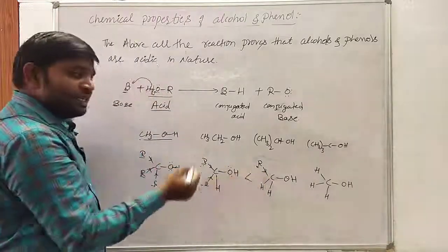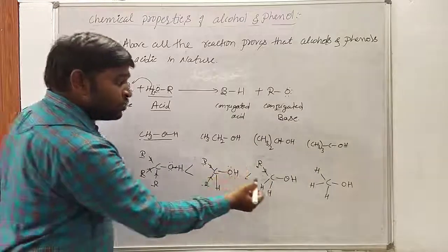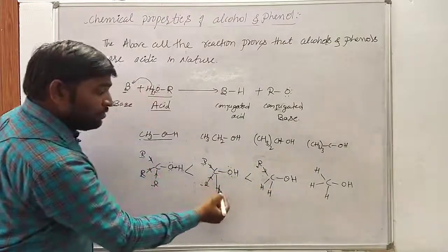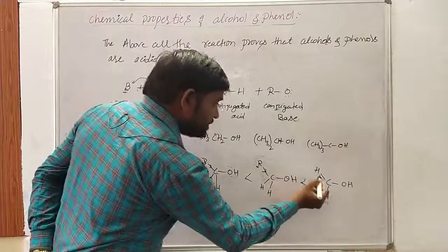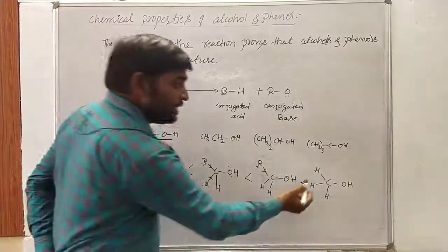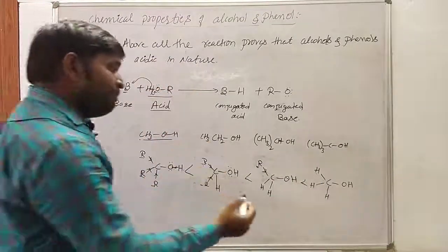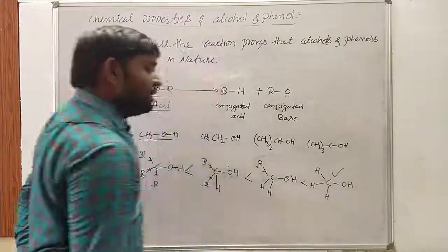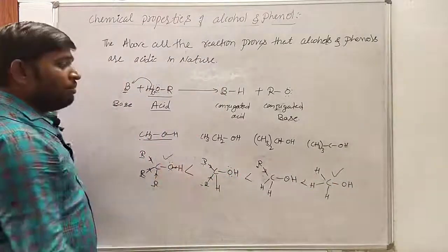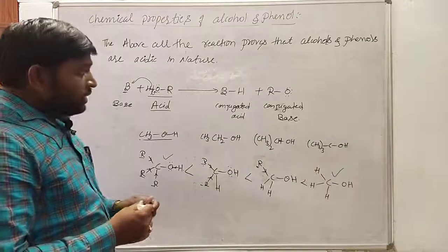So there is little tendency to donate the electrons towards the oxygen. So this is a little bit more acidic than that molecule, but still lesser than that other molecule. Why? Because here there is no alkyl group, no electron releasing group. That's why this is a little bit more acidic in nature when we compare to this molecule. We can say that. Okay, dear students.